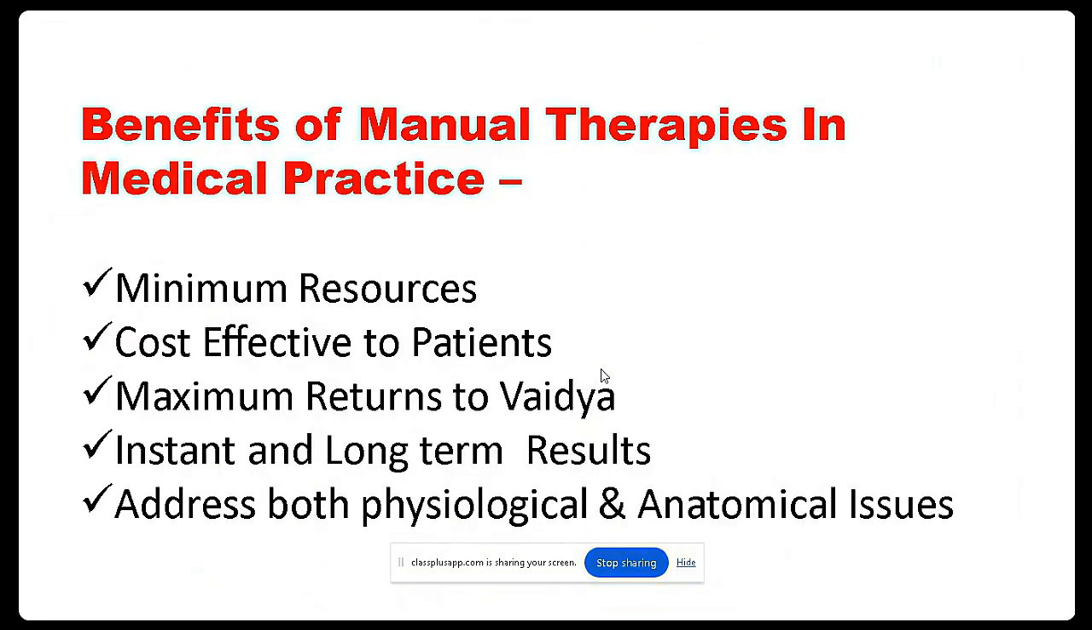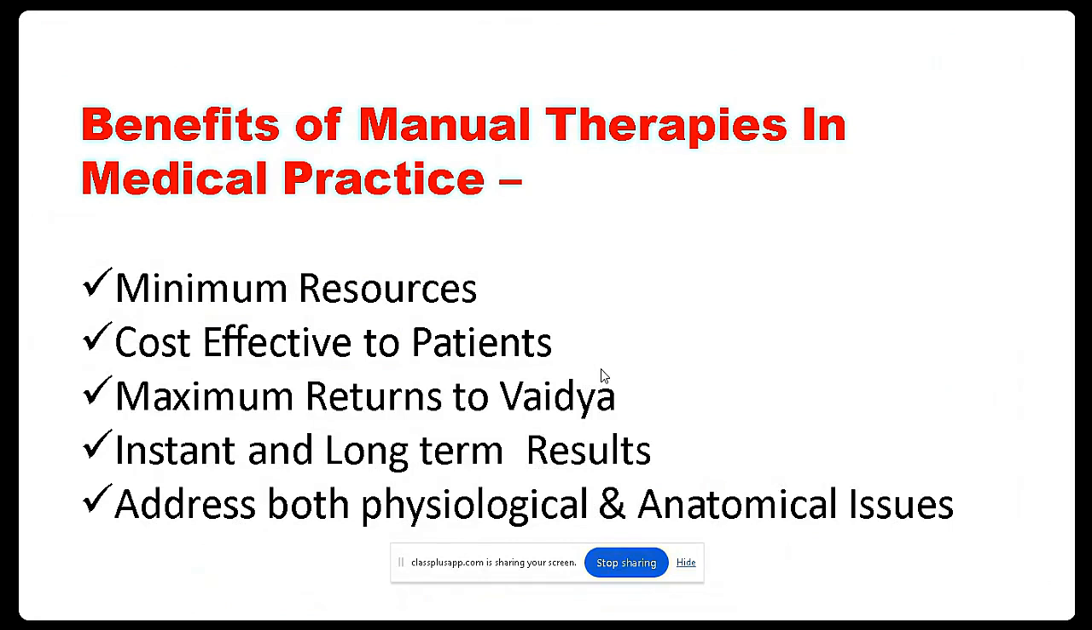Then what are the basic benefits of practicing manual therapies in day-to-day medical practice? Minimal resources are required. As per Sushruta, our hands and fingers can also be used as shastras and astras. So in manual therapies, our hands and body parts are themselves a device, an instrument, to treat the patient.